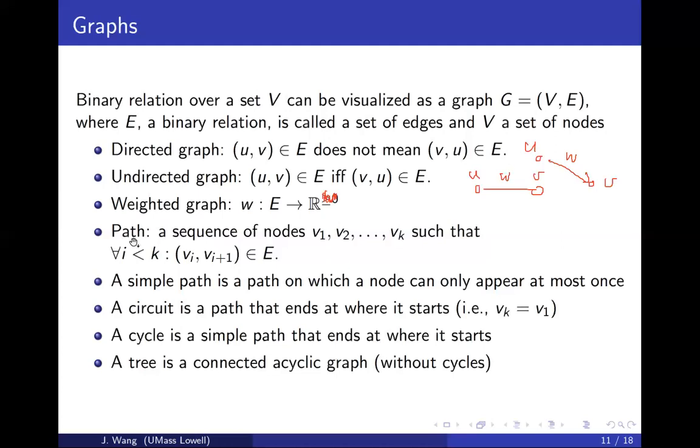And then we define a path. So a path is a sequence of nodes, V1, V2 up to Vk, such that they can be connected. So if it's directional, the direction should always be in the same direction, like this. And if it's not directional, then they don't have to be.